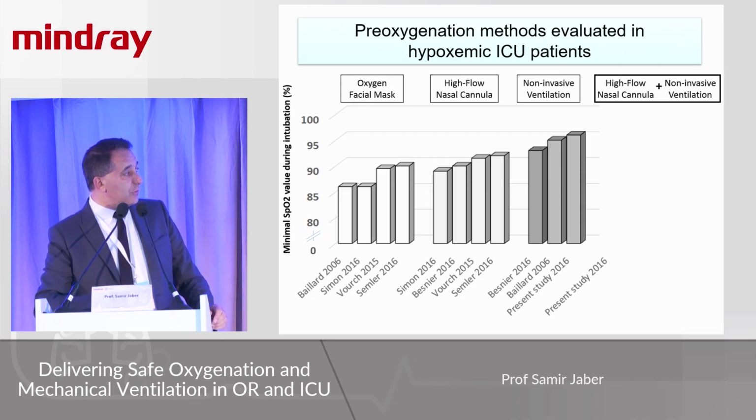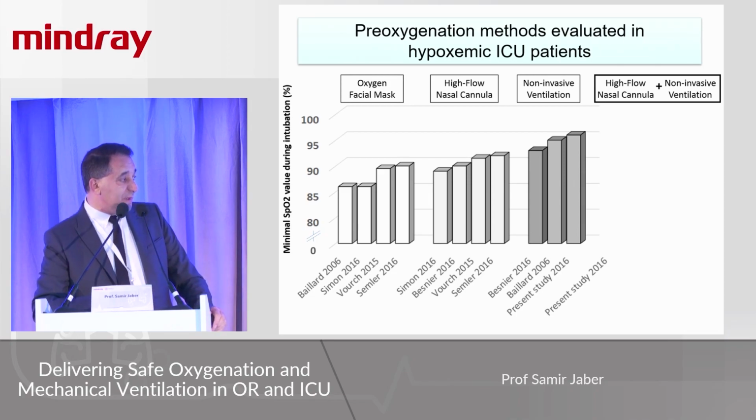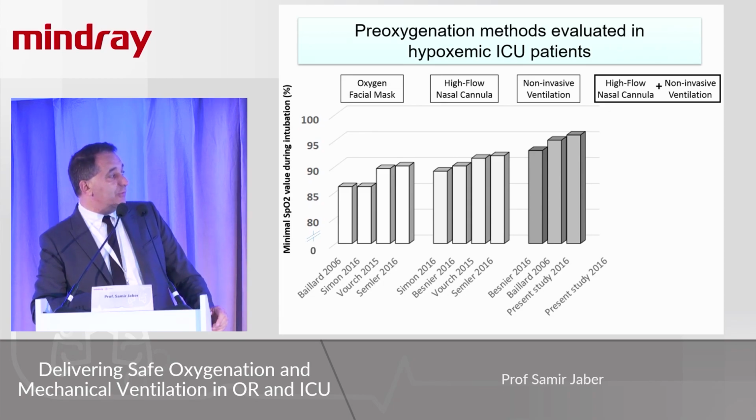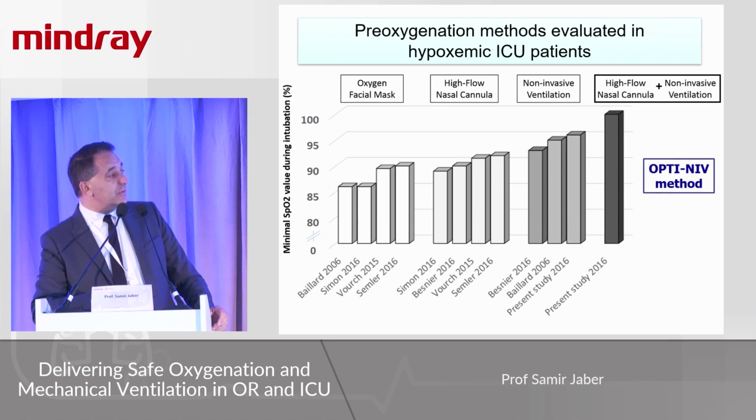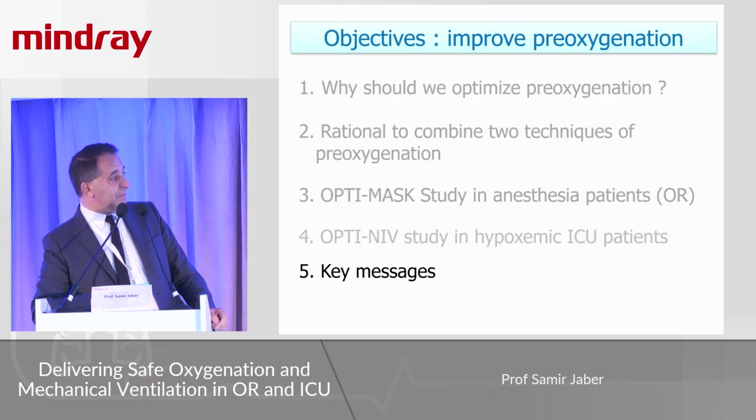And if we summarize all the results available in the literature now, you can see first that with balloon oxygen the value obtained is around 85 to 88. If you use only high flow oxygen therapy, it's around 90. If you use NIV, it's between 92 and 94. And if you use Optiniv, that means the association of high flow and non-invasive ventilation, you can reach 98, 100%. That could probably be the standard for the future for the more severe patients.